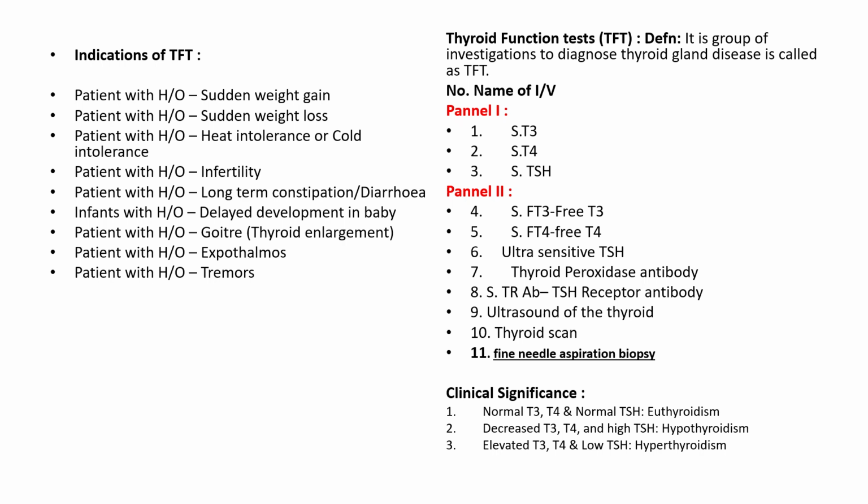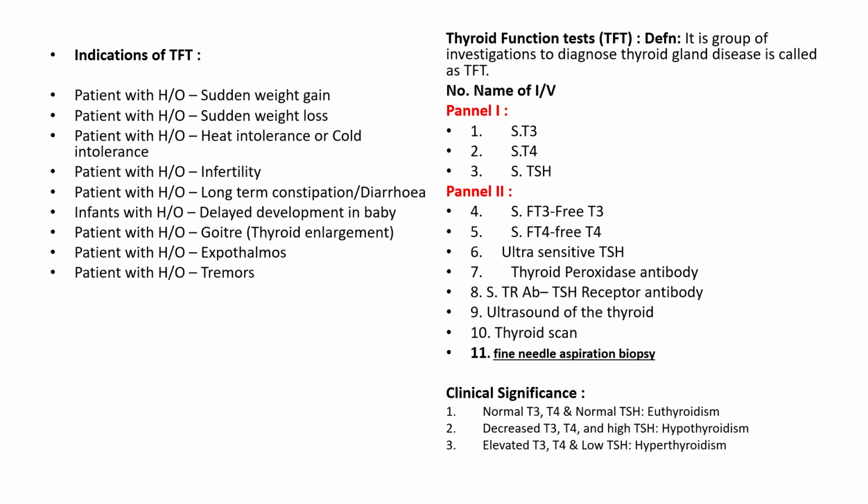In panel 1, we can do serum T3, serum T4 and serum TSH, that is thyroid stimulating hormone. Then in panel 2, it is free T3, free T4, and ultrasensitive TSH. For autoimmune thyroid disorder, thyroid peroxidase antibody and TRAB, that is thyroid TSH receptor antibody. Then ultrasound, thyroid scan or MRI of the thyroid gland can be done, and fine needle aspiration cytology or biopsy can be done.